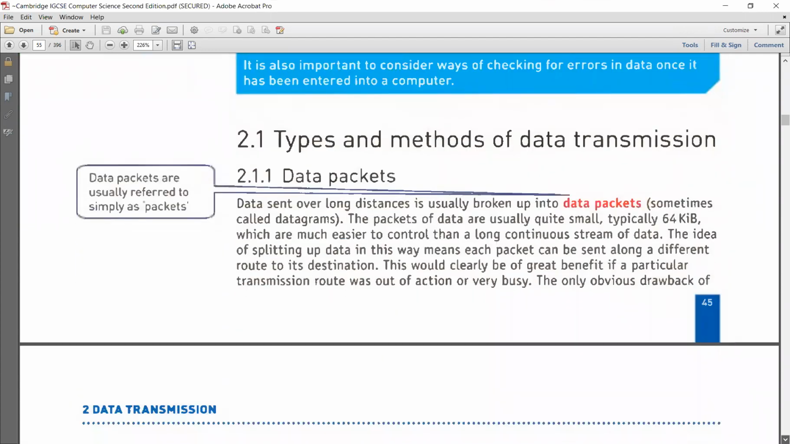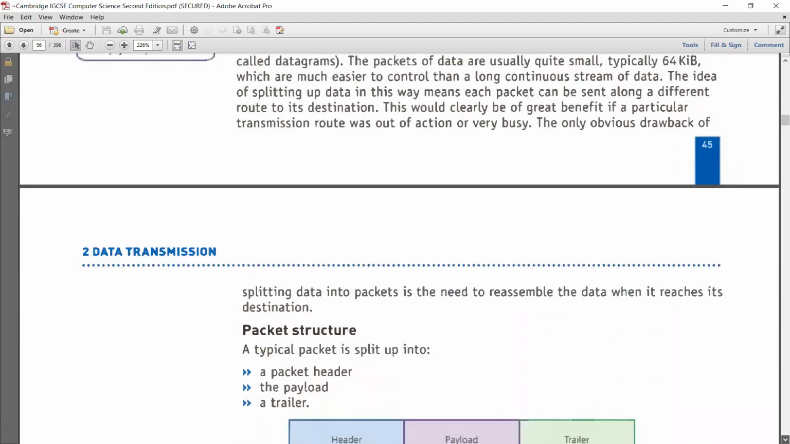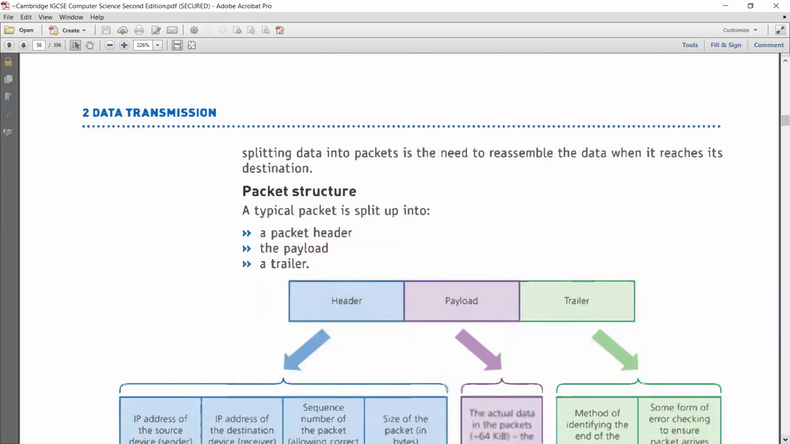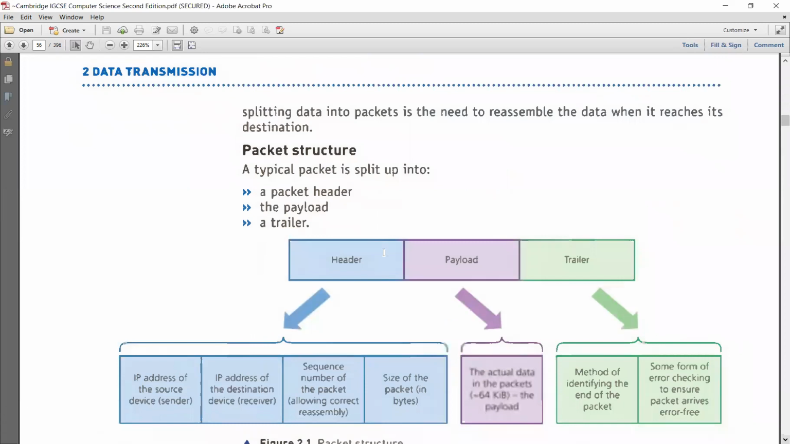The beginning is from data packets. What you need to remember is data packets can also be called datagrams, and a packet is basically composed of 3 components. This packet structure should be very well embedded in your memory. The packet structure begins with the header. The second one is the payload, and the third one is the trailer.